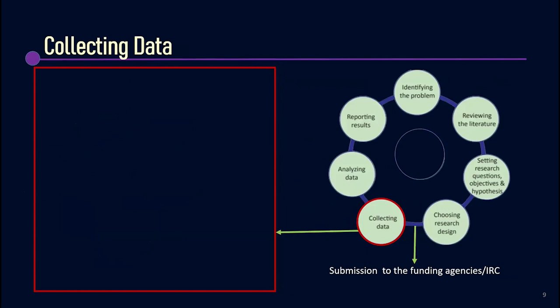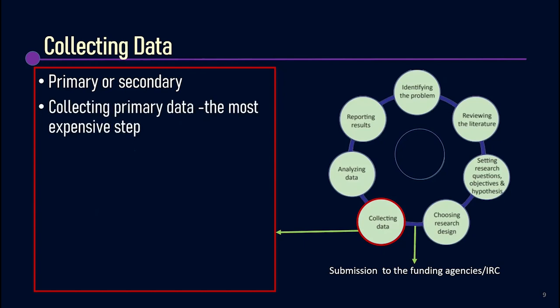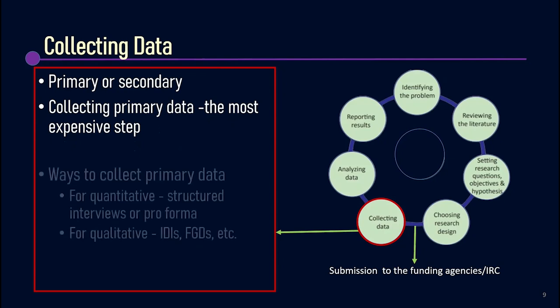Next step is collecting the data. Data can be primary or secondary. Primary data is the data that the research team collects directly from the source, whereas secondary data is stored by some other agencies and you take permission from that agency and get those collected data. Collecting primary data is the most expensive step in any research.